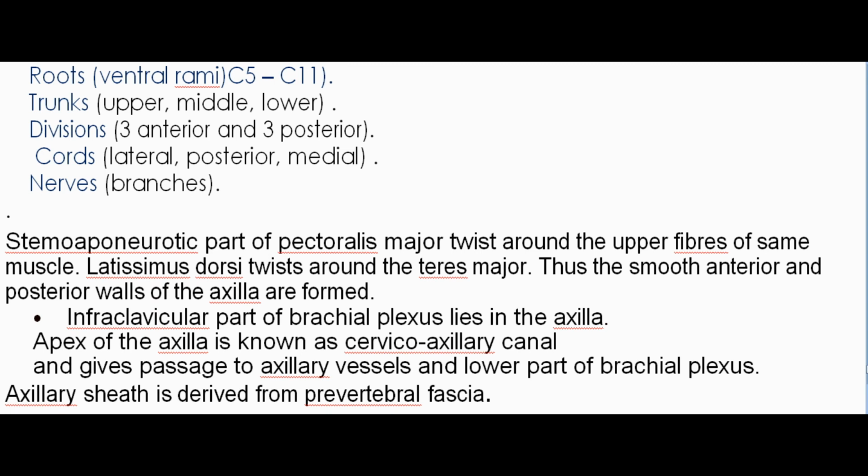Sternocostal part of pectoralis major twists around the upper fibers of the same muscle. Latissimus dorsi twists around the teres major. Thus the smooth anterior and posterior walls of the axilla are formed. Infraclavicular part of brachial plexus lies in the axilla. Apex of the axilla is known as cervicoaxillary canal and gives passage to axillary vessels and lower part of brachial plexus. Axillary sheath is derived from prevertebral fascia.